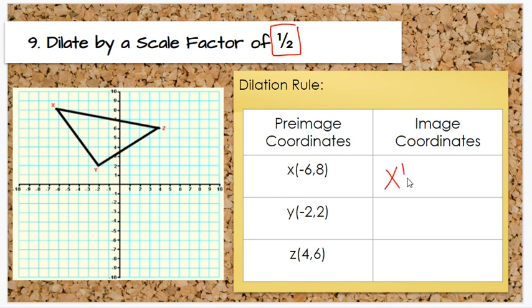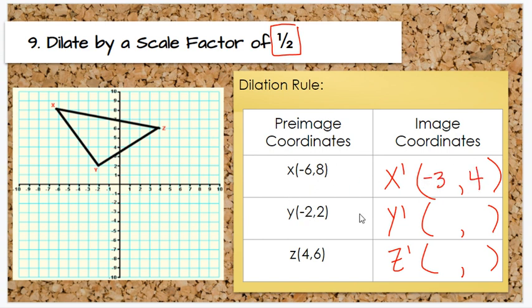All right, I'm going to go ahead and get everything ready to go. All right, so we're multiplying by 1/2, which means dividing by 2. So half of -6 is -3, and half of 8 is 4. Half of -2 is -1, and half of 2 is 1. Half of 4 is 2, and half of 6 is 3. So now I'm ready to plot.